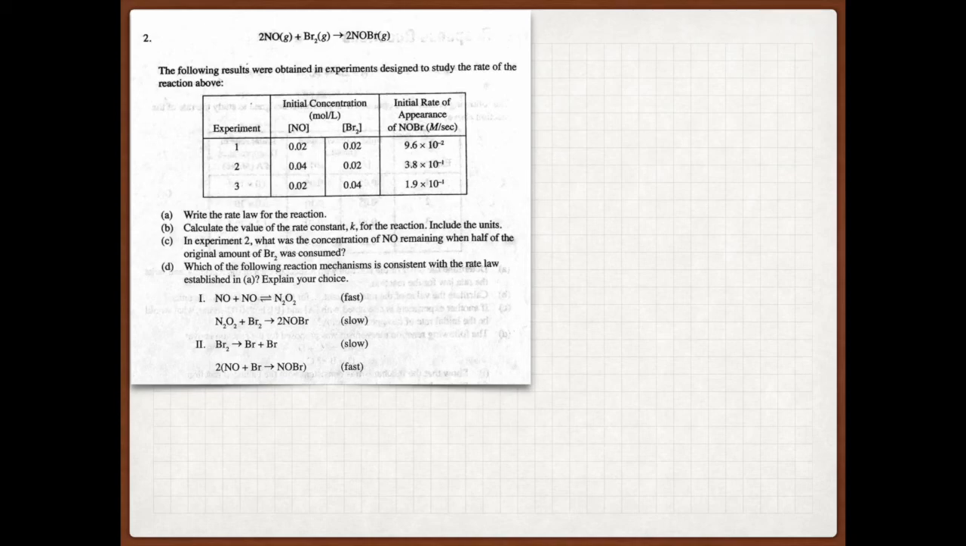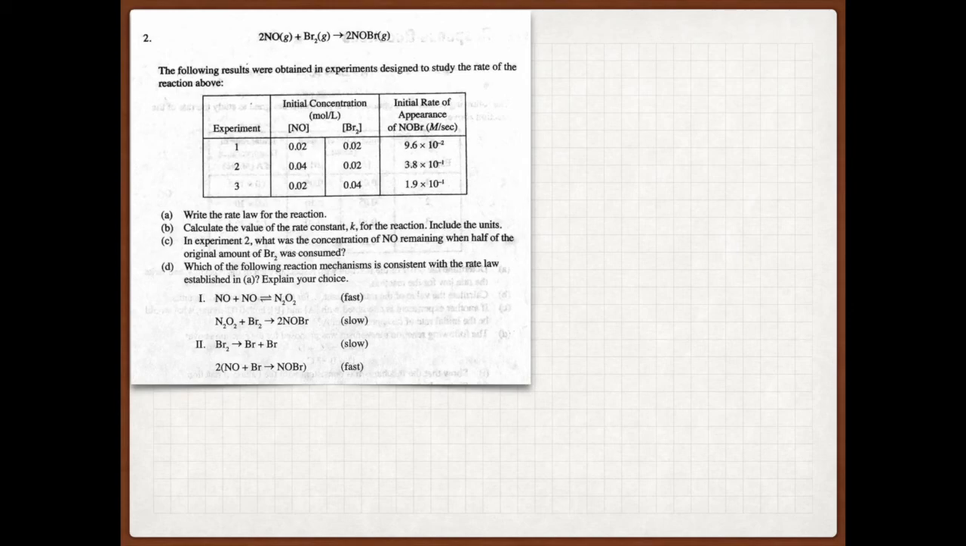From experiment 1 to 2, that doubles. The rate, if you look, remember, I'm going to multiply all of this by 10 to the second. So 9.6 times 10 to the negative second just becomes 9.6. 3.8 becomes 38, and then 19. So if I'm going from 9.6 to 38, I'm almost quadrupling it. So as my concentration doubles, my rate quadruples. Therefore, this is going to be second order for NO.